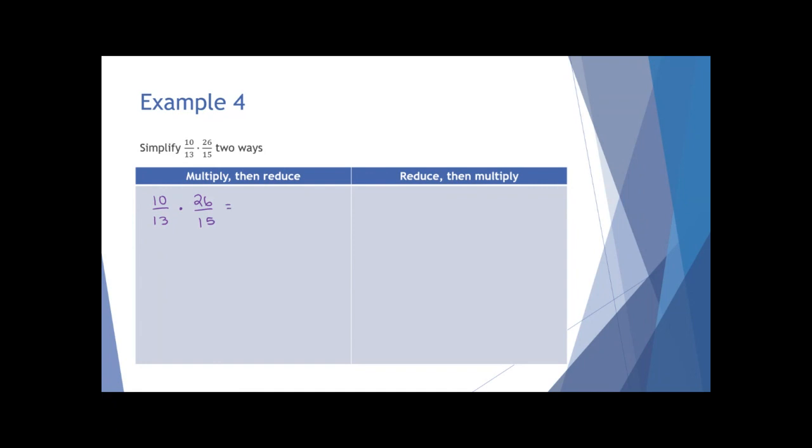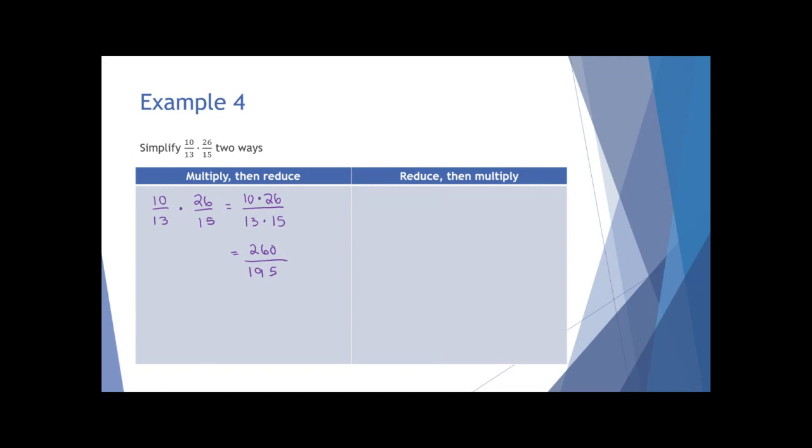When you multiply then reduce, you're multiplying the tops together. So we're doing 10 times 26 and we're doing 13 times 15. For this you definitely need a calculator. I can do 10 times 26, that's 260, but 13 times 15 I don't know off the top of my head. So my calculator gave me 195.